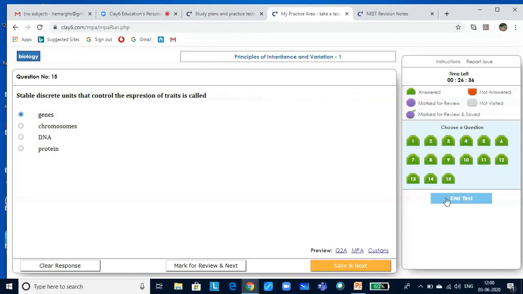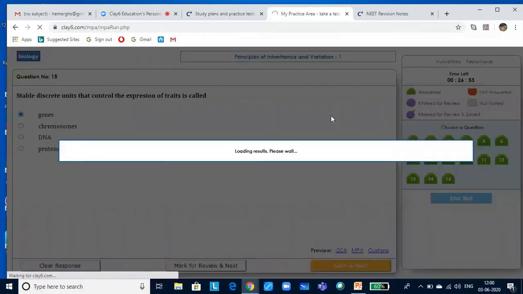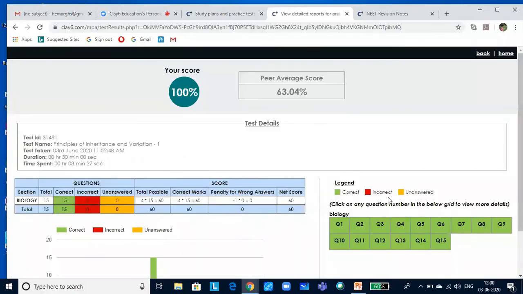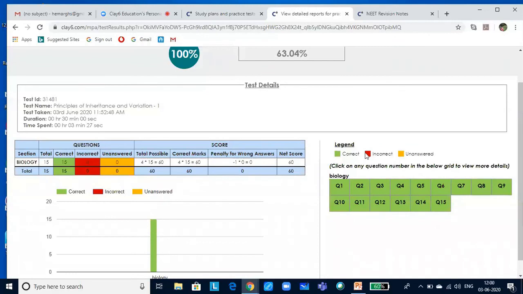So I'm ending the test. Let us see what the answers are. So all the answers are correct. If any answer is wrong, then you will be seeing a red colored box. If you just click on that box, your answer and the correct answer along with the explanation will be given. If you have not attempted, it will be showing in a yellow color.